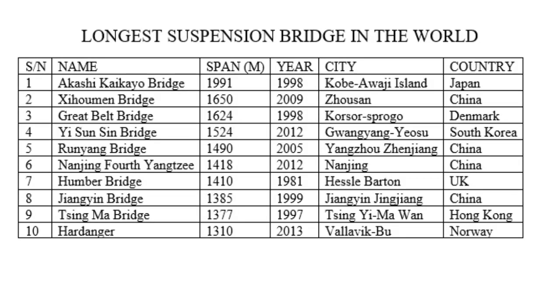Also, these are the top 10 longest suspension bridges around the world. The number one is the Akashi Kaikyo Bridge in Japan. You can see the span is 1991 meters long and the bridge was opened in 1998. We also have many others around the world in China, Denmark, South Korea, UK, Norway, Hong Kong, and many more.